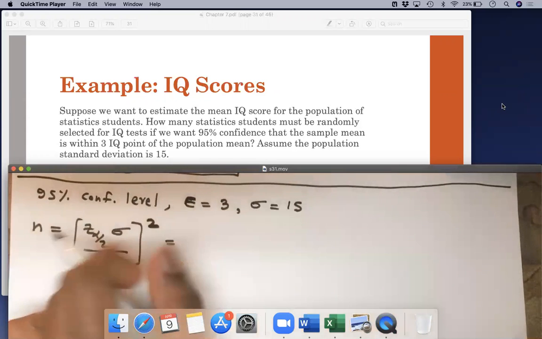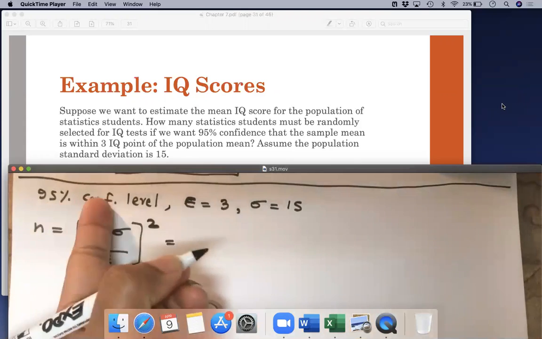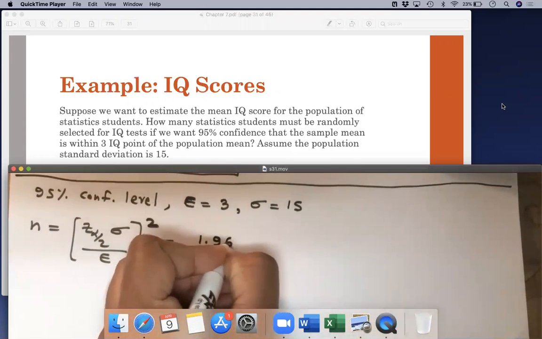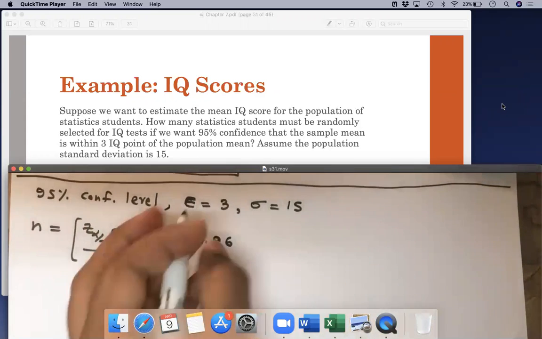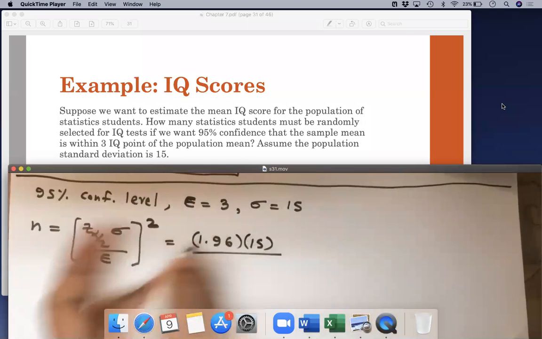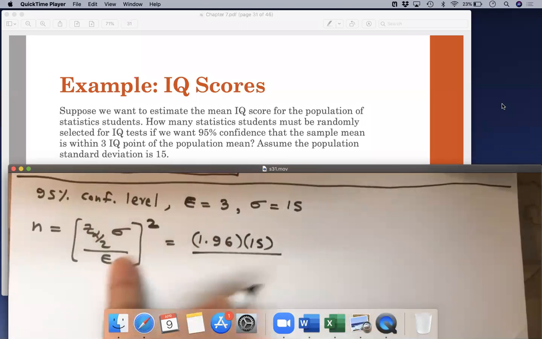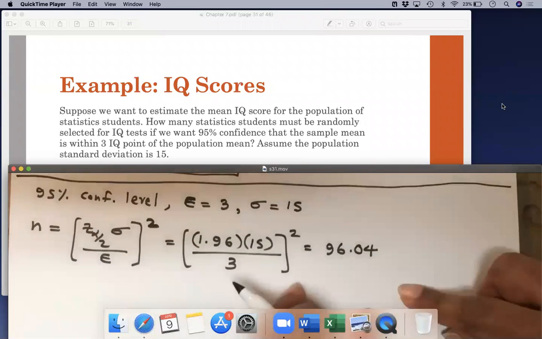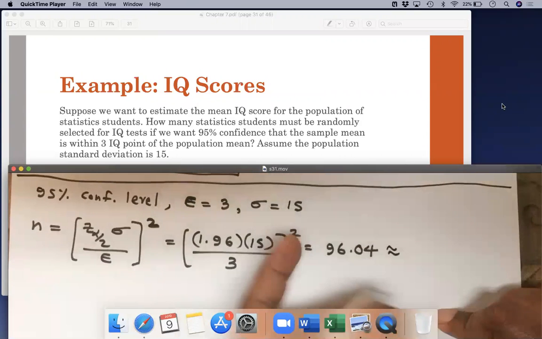You know the critical value if we have a 95% confidence level. Remember, I told you, for 95 it's on slide number 9, and it should be 1.96. Sigma is 15. Then what is the square of the whole value? In the previous section it was an integer value, but here you have decimals, so you have to round. But please remember, if it's about sample size, you have to round up. Always round up to the next whole number.